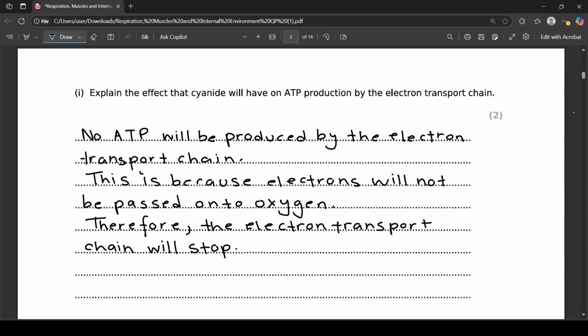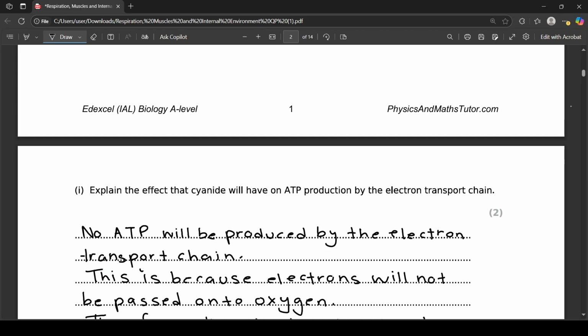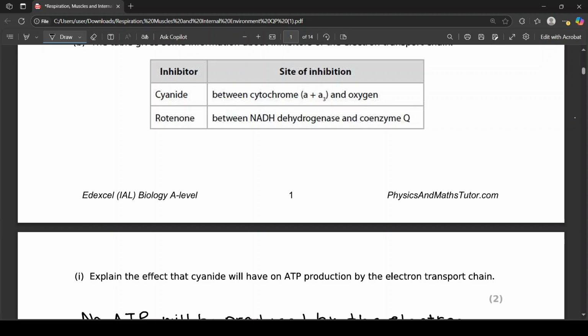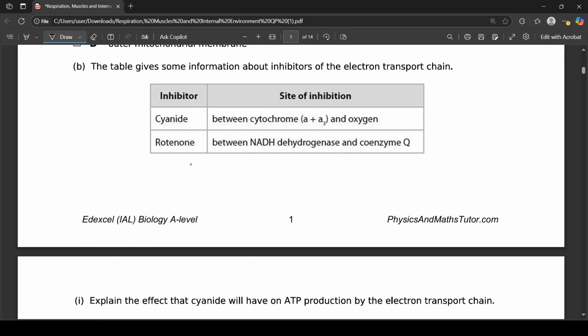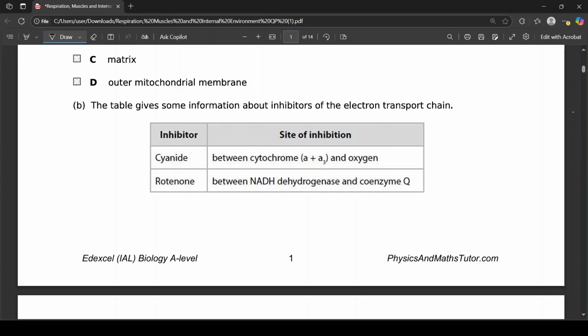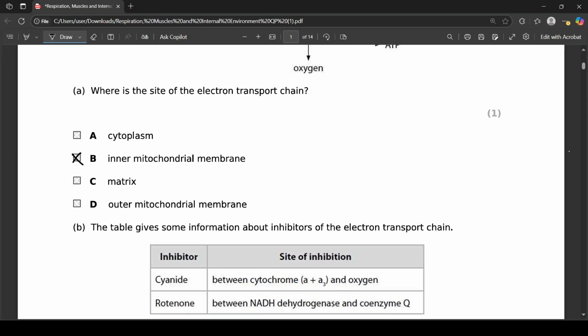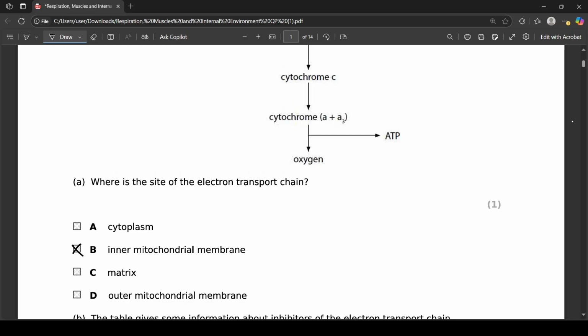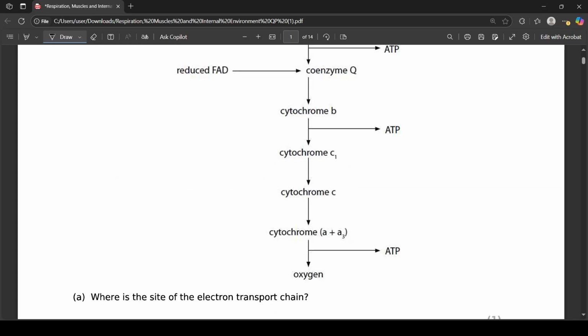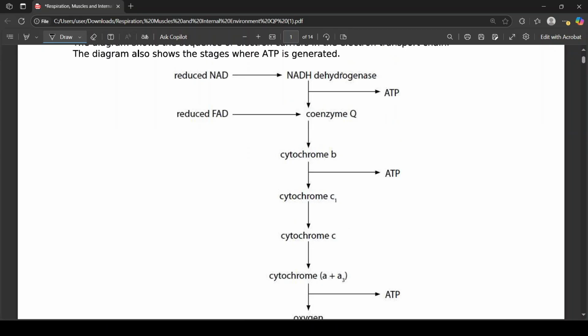Okay, what does rotenone do? Rotenone inhibits the site between NADH dehydrogenase and coenzyme Q. So basically what rotenone does is inhibit this site, from NADH dehydrogenase to coenzyme Q. Here we have seen that this exchange produces an ATP, but since now this is inhibited, this ATP will not be formed.